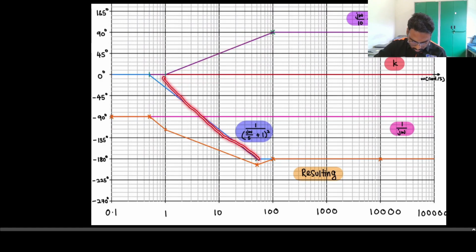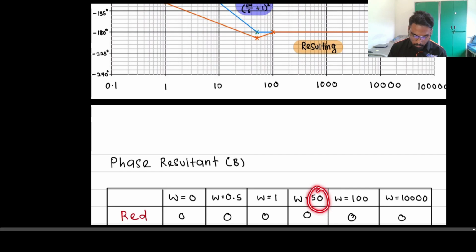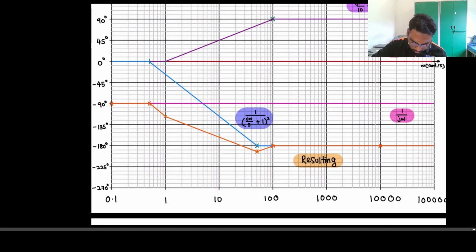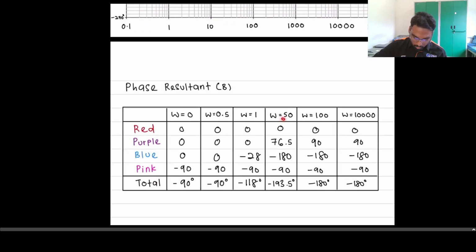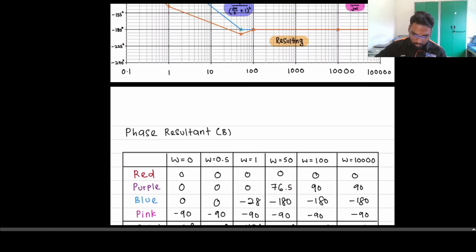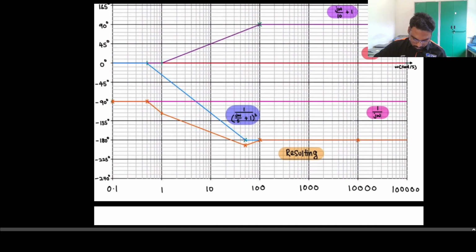So for the next change, this blue line has a change here, which is at 50 omega. So let's go ahead and create a line and see what the intersections are. 0, negative 90, negative 180, and let's take all the values and add up, and we will get negative 193.5, which is here.